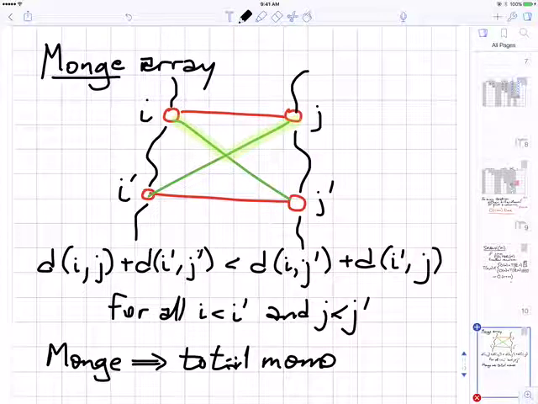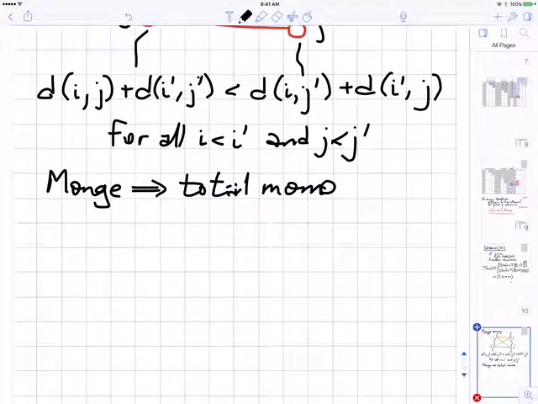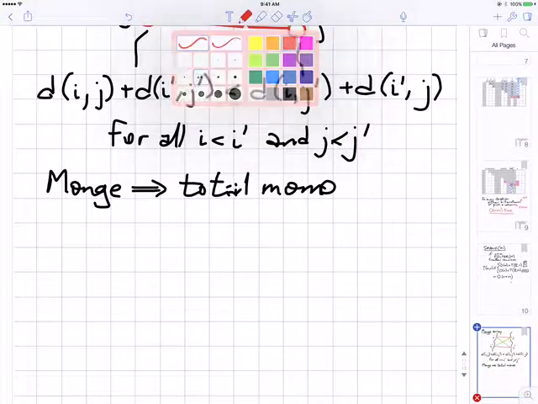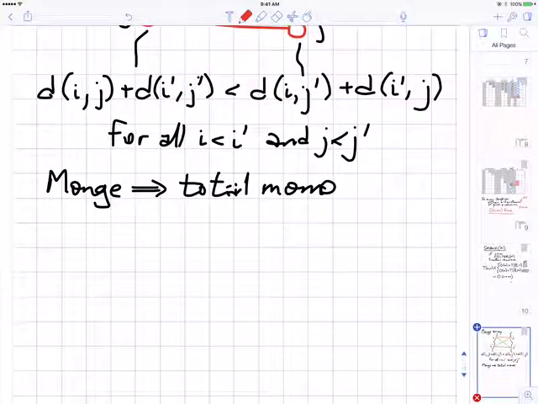Now, the interesting thing is that unlike total monotonicity, which is a very loose and floppy condition, being Monge is actually a little bit rigid, and that rigidity helps in figuring out when a matrix is Monge.